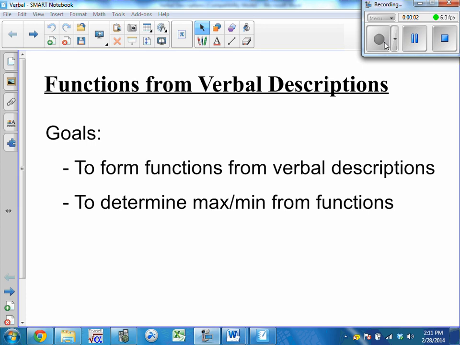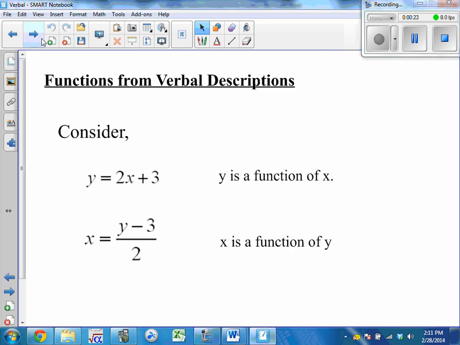In this video today, we want to look at functions from verbal description. So we're coming up with functions. This is similar to our last section where we looked at max and mins, but we want to just write the function. And once we have that, we will continue with looking at some max and mins from those functions. But first, we just kind of want to talk about functions to start off.